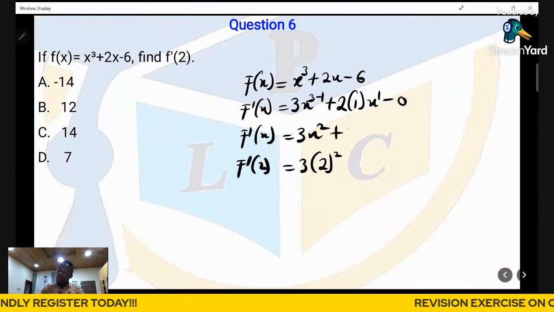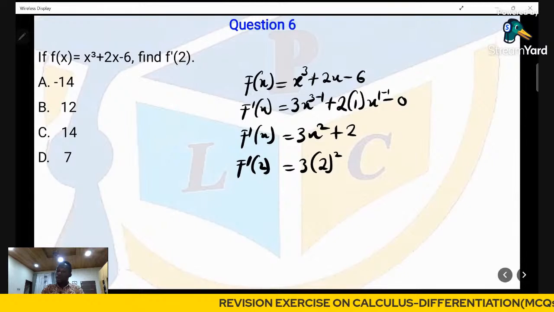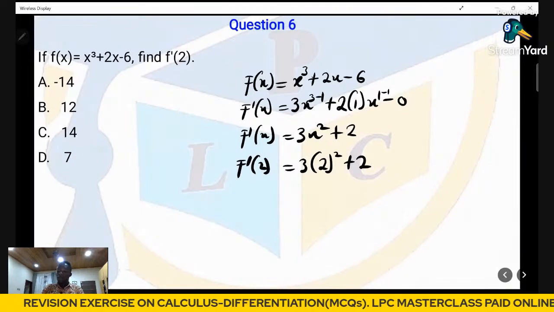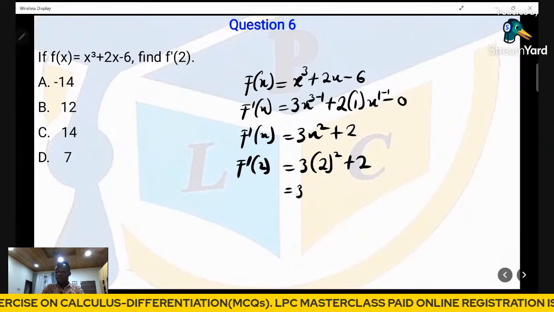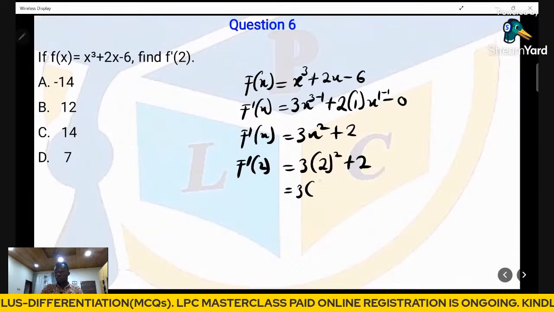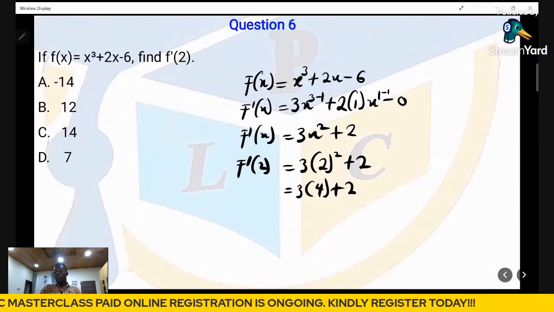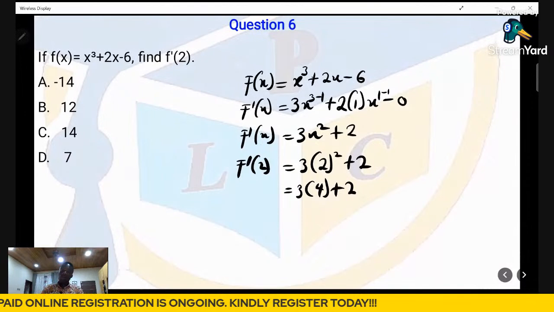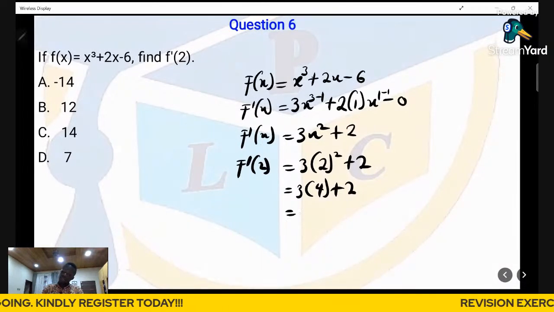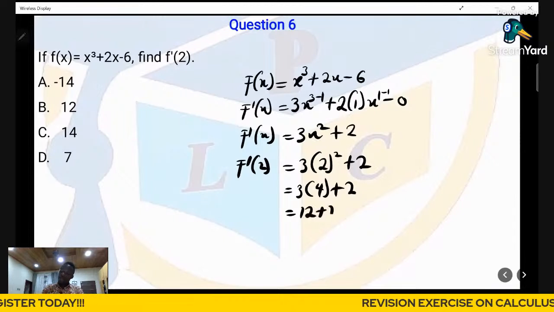So here we are going to get 2, because we subtract 1 and get 0. So we are going to get 2 here. Plus what? 2 plus 2. So we can move on. Therefore, here is going to give us 3. The square of 2 is going to result to 4, plus 2. Then 3 multiplying 4, what are we getting? 12. 12 plus 2, we are getting 14.